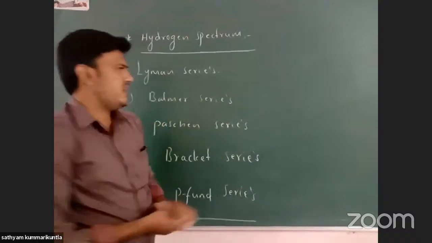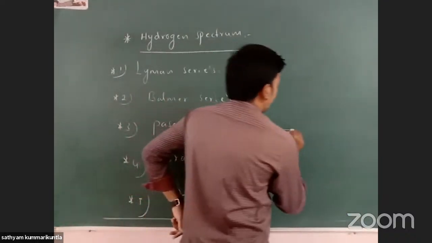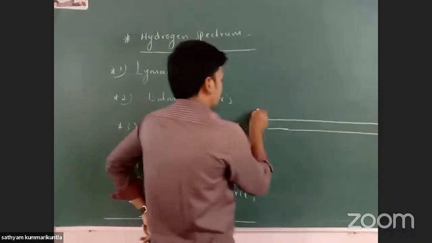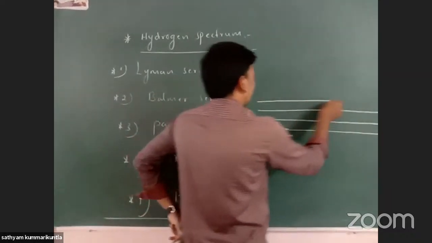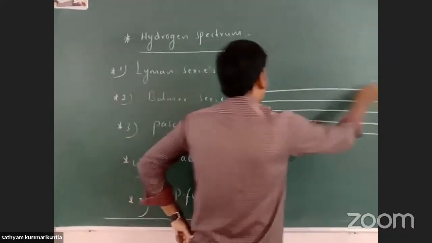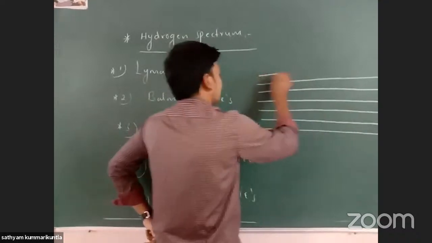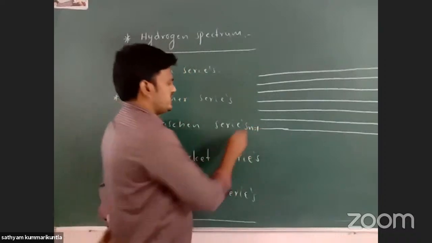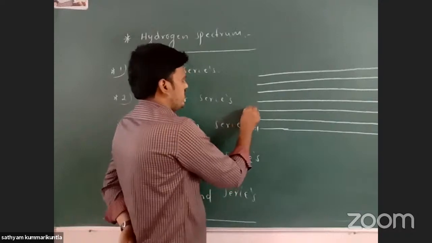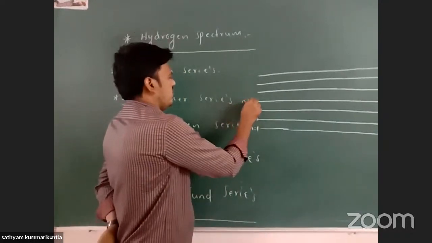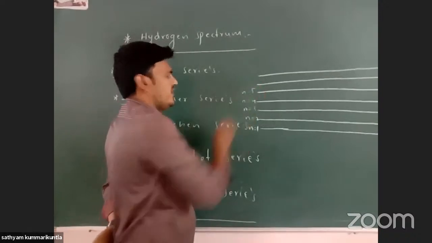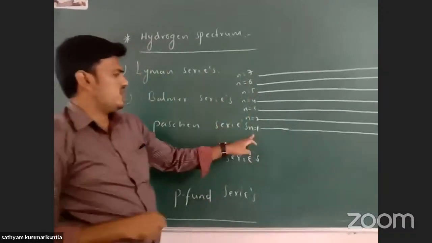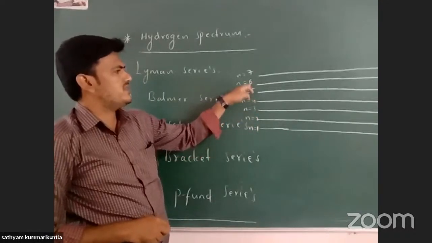First of all, the spectral diagram, a very simple diagram. See, n equals 1, next n equals 2, n equals 3, n equals 4, n equals 5, n equals 6, n equals 7. So n equals 1, 2, 3, 4, 5, 6, 7.